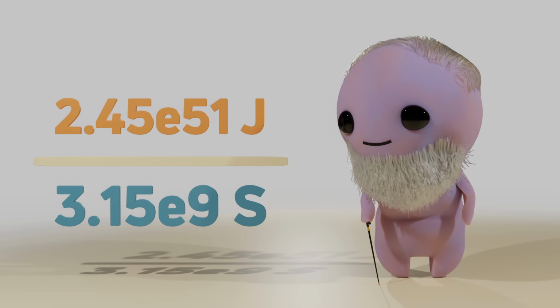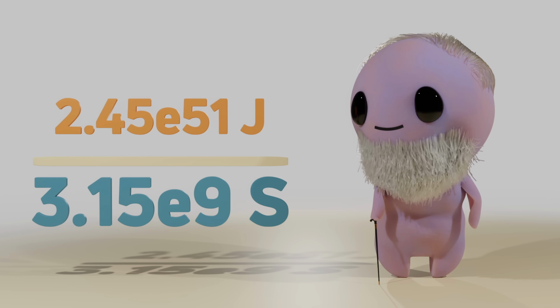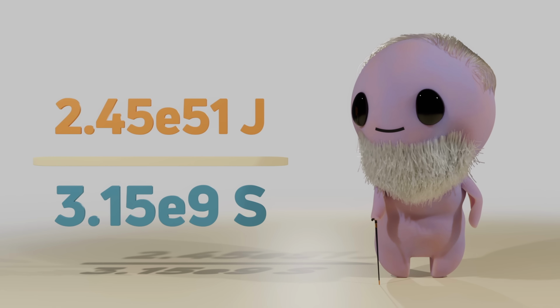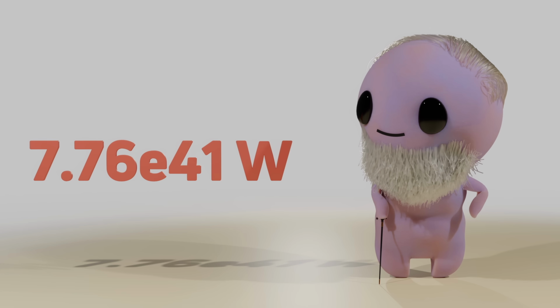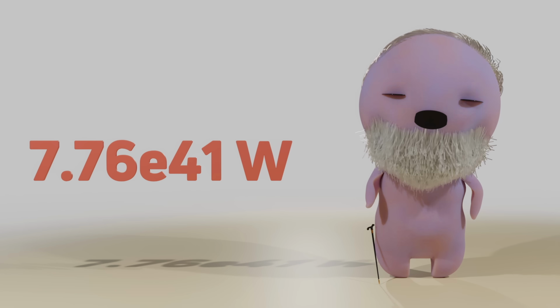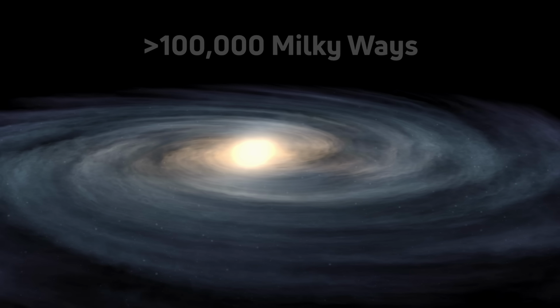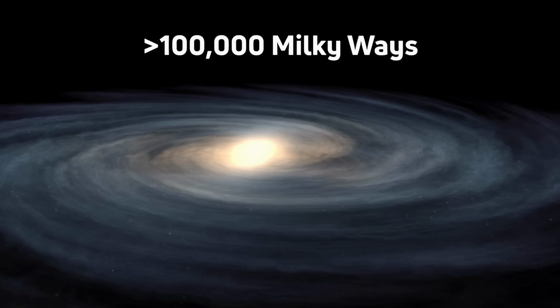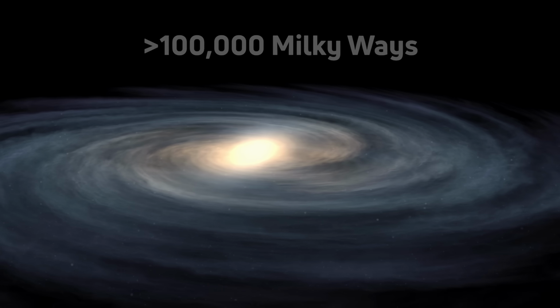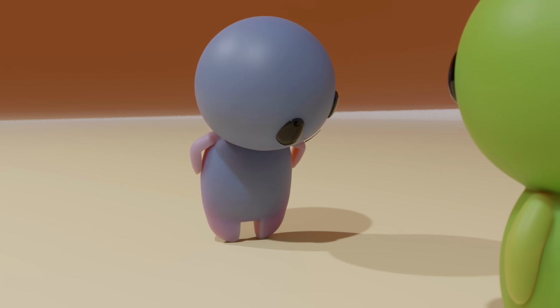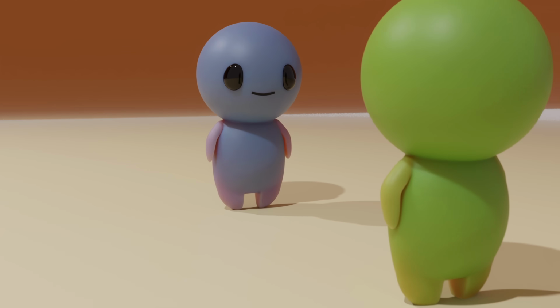If we divide our total energy by that many seconds, then humanity would need to output 7.76 times 10 to the 41 joules every second, which is about 100,000 times more energy than the entire Milky Way produces. So no, 52 factorial will forever be out of reach for humanity.